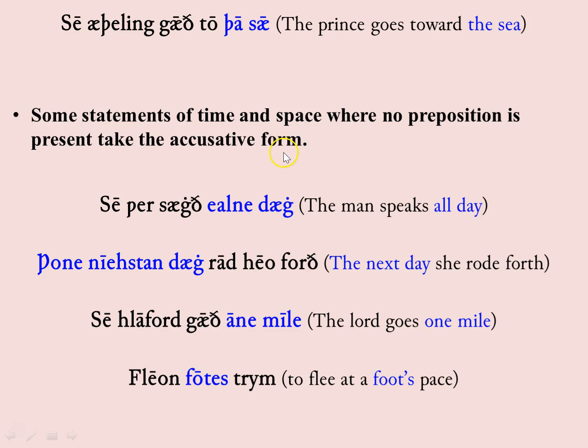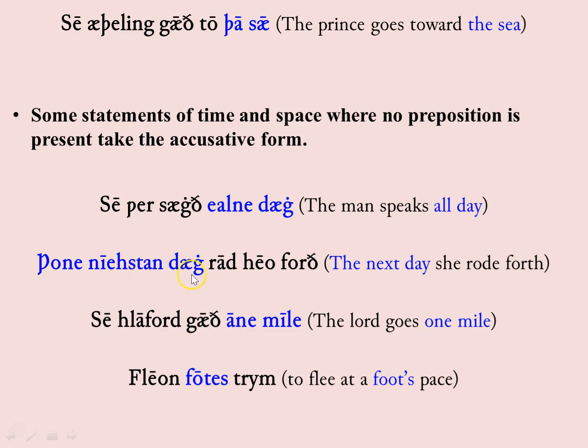All right, now, some statements of time and space where no preposition is present take the accusative form. So we've got no preposition here, but it's statements of time and space. So we've got say where saith elna day. So elna day, all day, is in the accusative. So say where saith elna day. The man speaks all day.